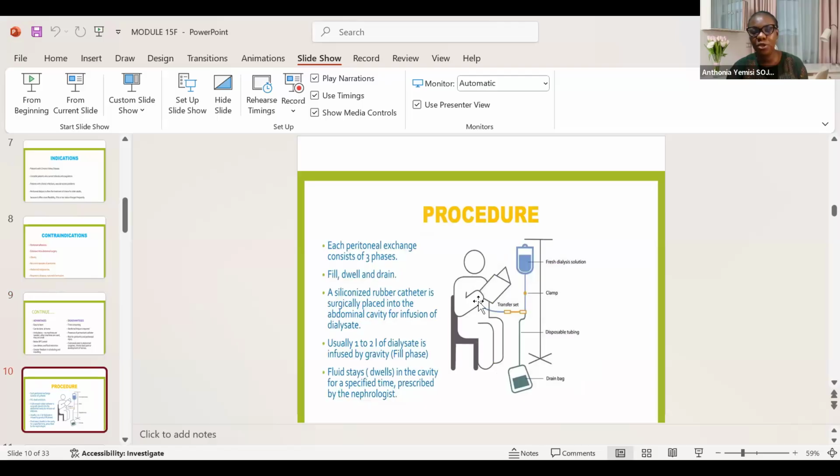So this is a drawing of still the same thing I'm trying to describe. This is the patient sitting comfortably and reading a book. So you can see the fresh dialysis solution that is being passed into the abdominal cavity. Usually once it's passed, we allow it to sit for some hours, between 2 to 4 hours, so that the waste product within the system can be drained into the dialysis fluid. Then you now drain it out through the drainage bag.